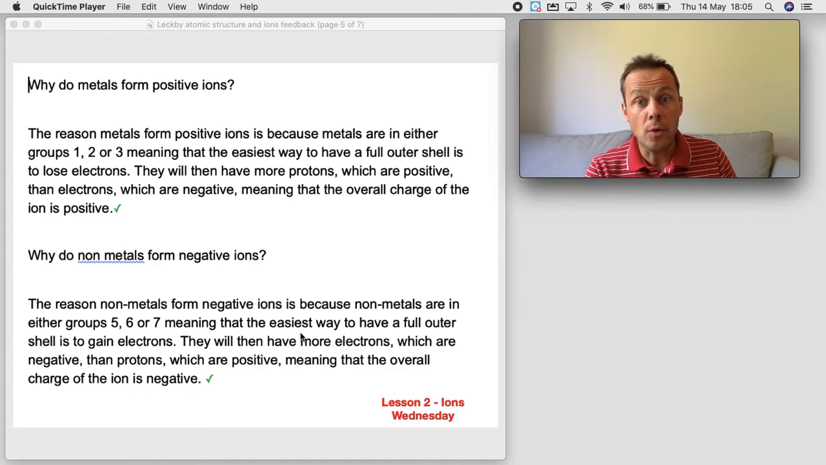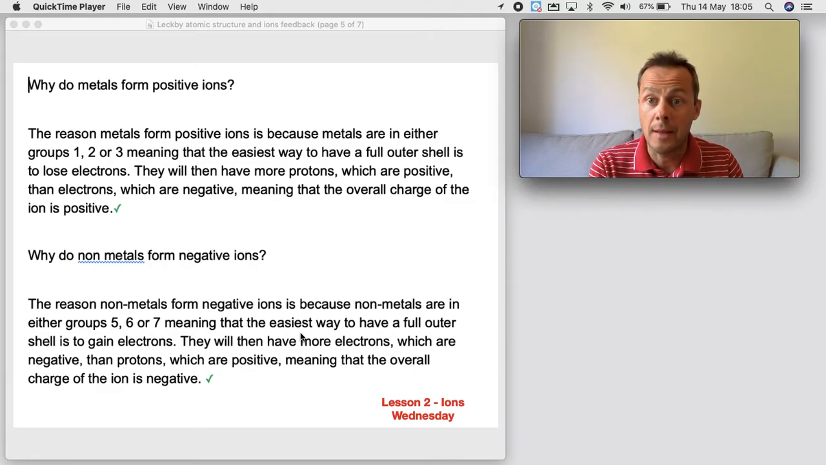That will leave all of those ions, which have now been formed, with a full outer shell. Because they've lost electrons, they've lost some of their negative charge, which means they now have more positive charge than negative charge, because they've not lost any of their positive charge. So it's unbalanced. So that leaves that metal ion with the positive charge.